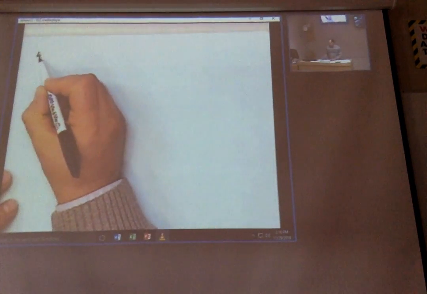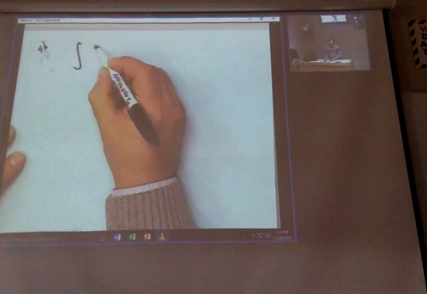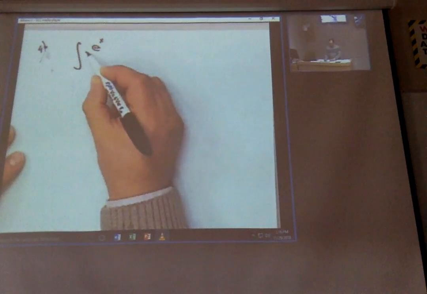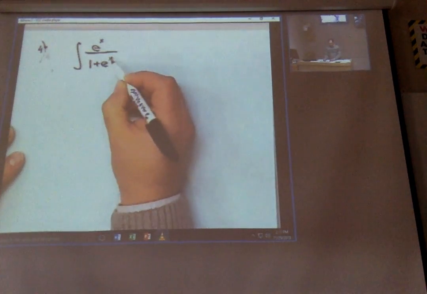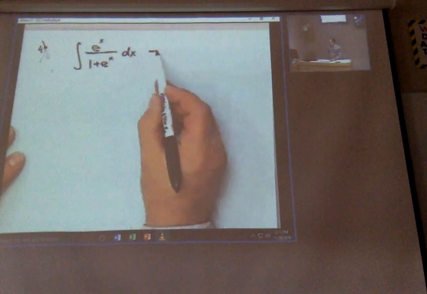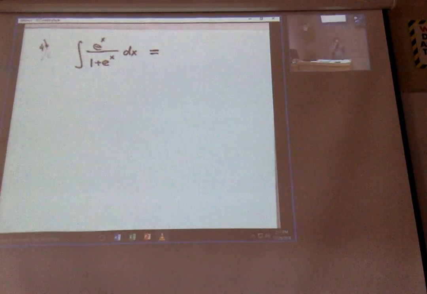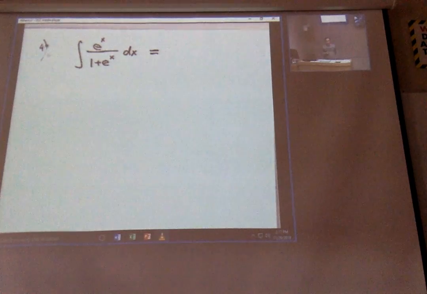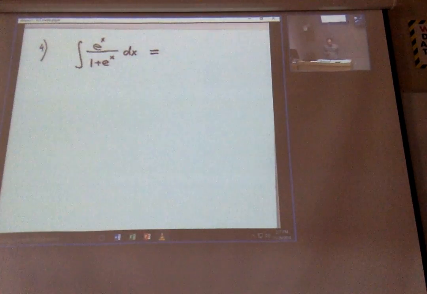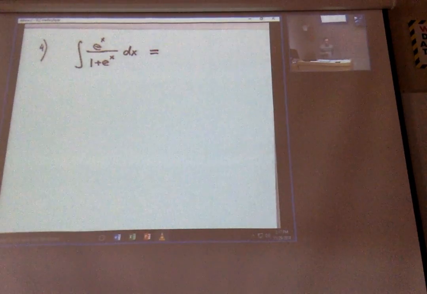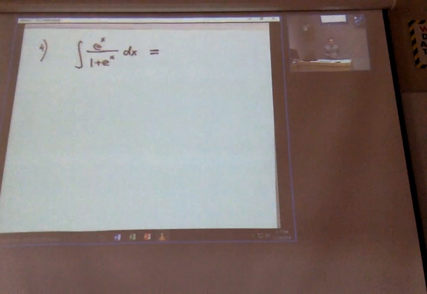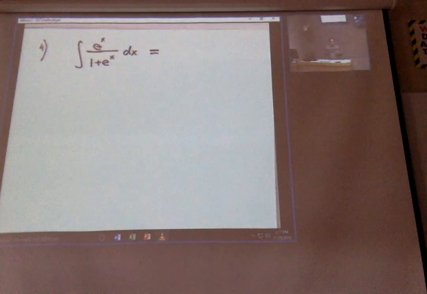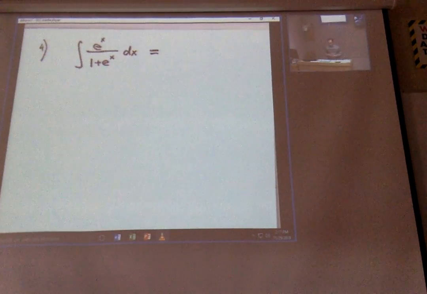Okay, so number 4. For example, we have the integral of e^x over 1 plus e^x dx. So we have an indefinite integral, so as the answer we're not going to have any numbers. It will be a function, and don't forget to put plus C. So the main thing we have to decide is, do we need the substitution, or can we just modify, change, whatever we can do here to solve the problem.